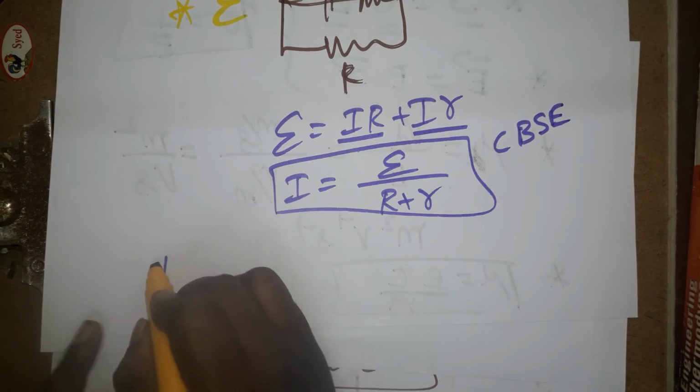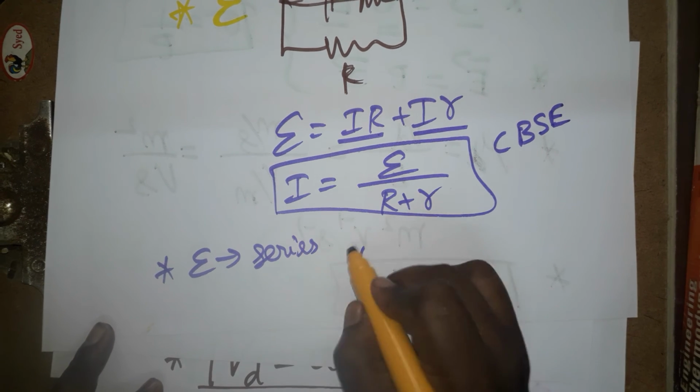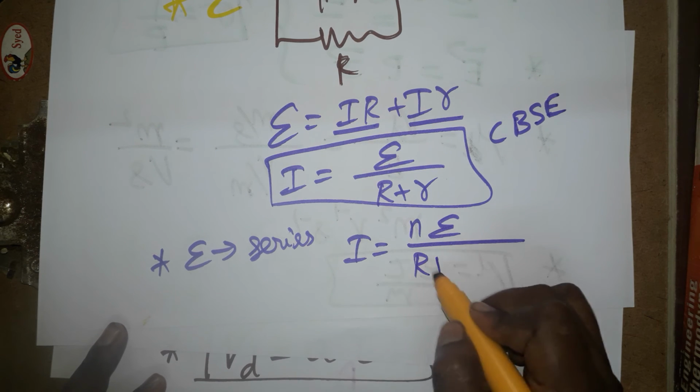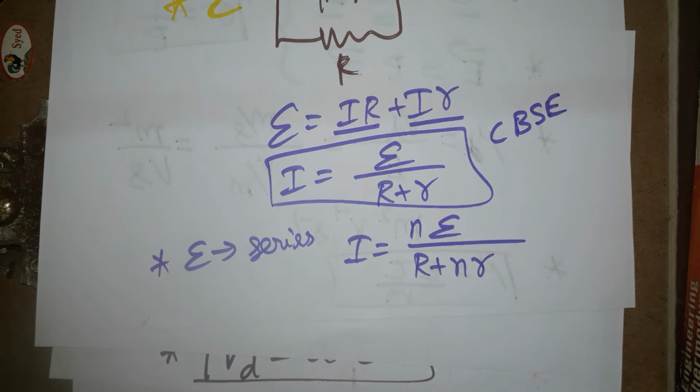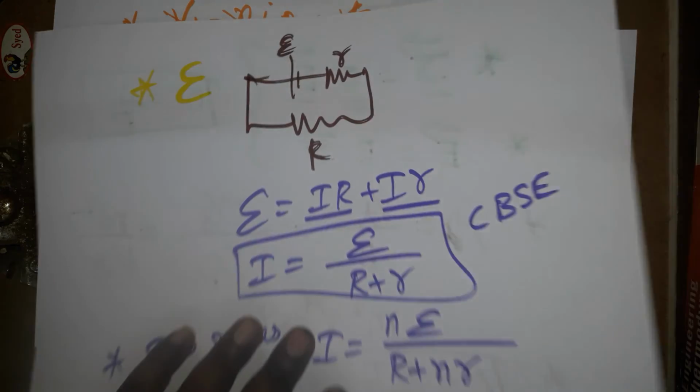The next one, cells in series: I is equal to N times EMF divided by R plus N r, where there are N number of cells in series. Again, I am going to do EMF in parallel. How is it going to be for EMF in parallel?